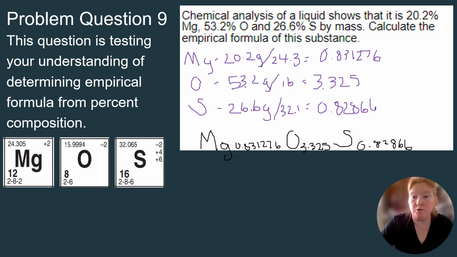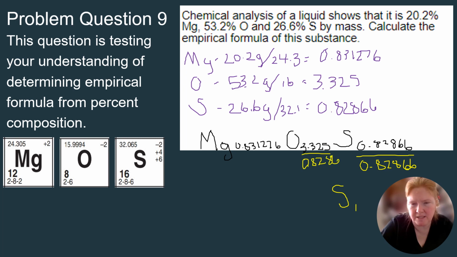So what I need to do, if you remember, is make one of those be 1. Which one do I want to make 1? The smallest number. So I take the smallest number and divide it by itself, which will give me 1. So I know it's going to be S1. But I need to take the other ones and divide them by that same number, 0.82866, and see what I get.